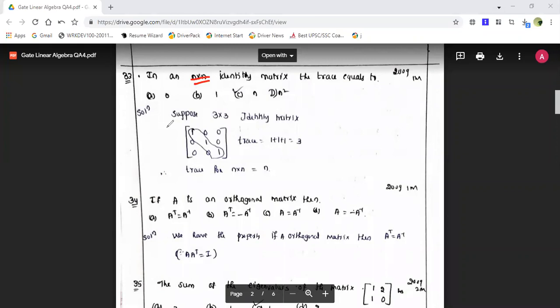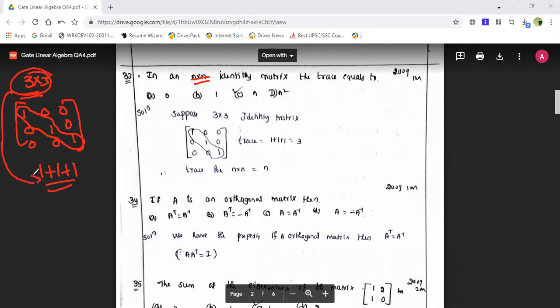For example, if you take any 2 cross 2 or 3 cross 3, if I take a 3 cross 3 identity matrix, it will be 1 0 0, 0 1 0, 0 0 1. Now you can see what the trace is. It is the sum of the diagonal elements. So the sum of the main diagonal elements is 1 plus 1 plus 1. When it is a 3 cross 3 matrix, its trace is equal to 3.